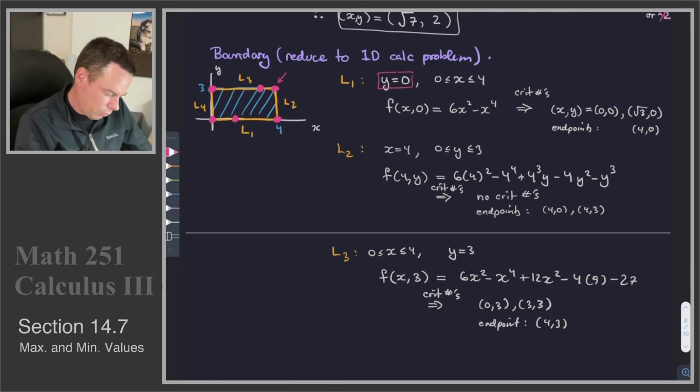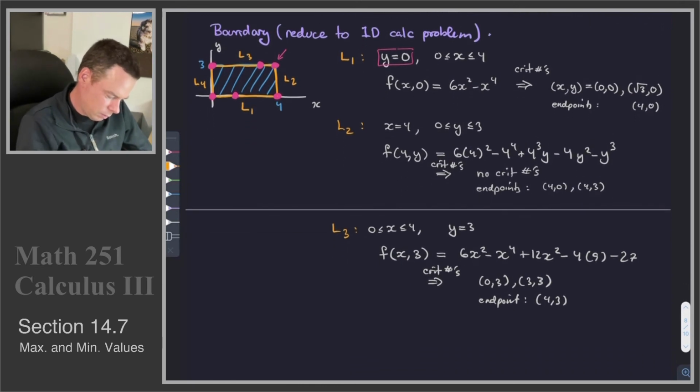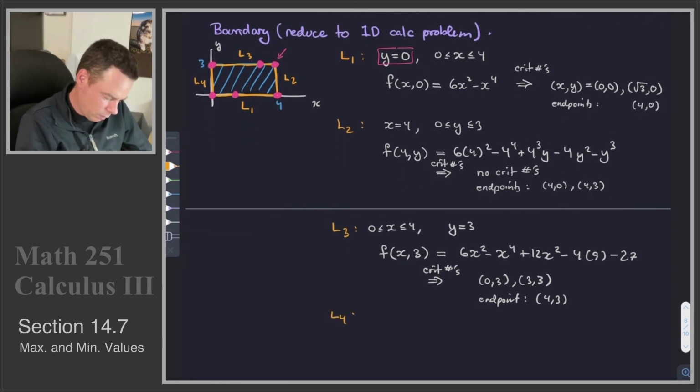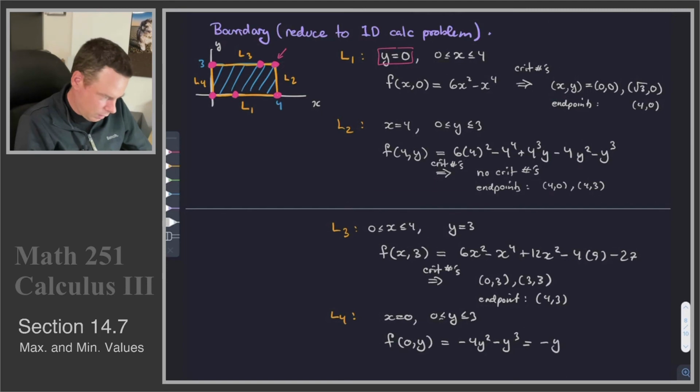And then we've got L4. What's L4? The function on L4 is where x is equal to 0 and y can range between the values of 0 and 3. So our function is going to be f(0, y), a function of y alone. And that's negative 4y squared minus y cubed, which is negative y squared times 4 plus y.